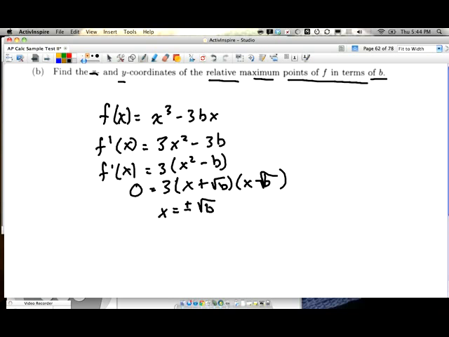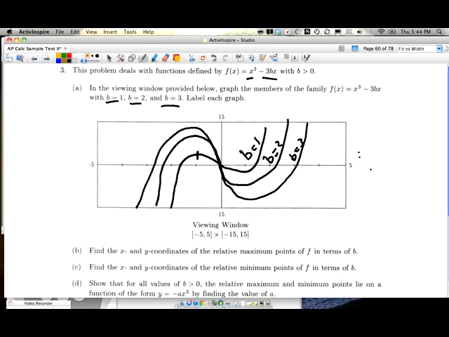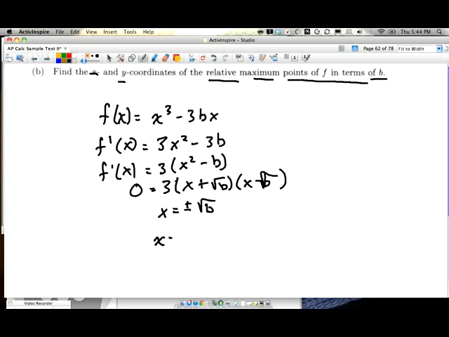Well, looking at the graph and having the interpretation that we can apply here, we know that this maximum in each of those is going to be at the negative square root of b, pardon me. So x is equal to the negative square root of b for the maximum. Y is going to equal f of square root of b.